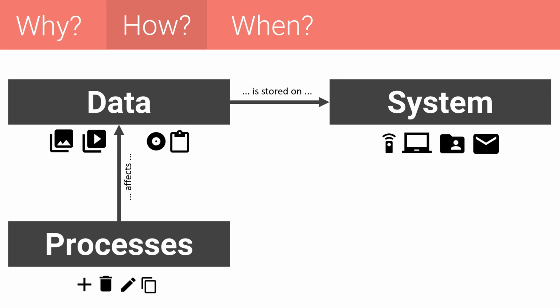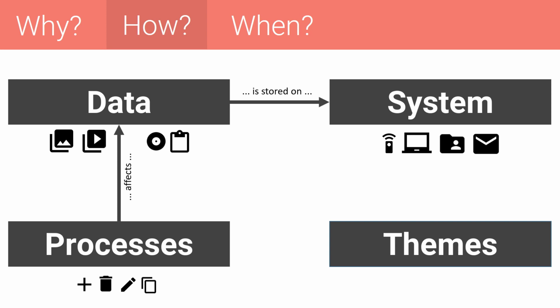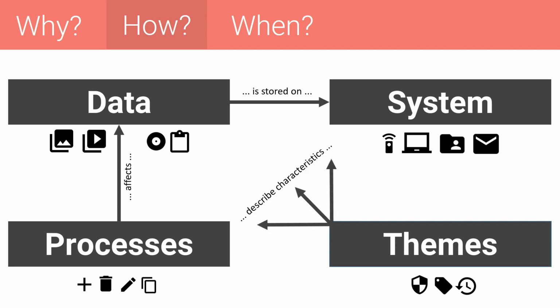To join all this, we have a number of themes. Themes are topics like security, metadata, and integrity. Themes are common to data, processes, and systems, and they are used to describe characteristics about any of these. For instance, the theme security may be used to describe the general concept of security for a dataset. It may also be used to describe how the process of moving data might look from a security point of view. Finally, we can describe how systems handle security.